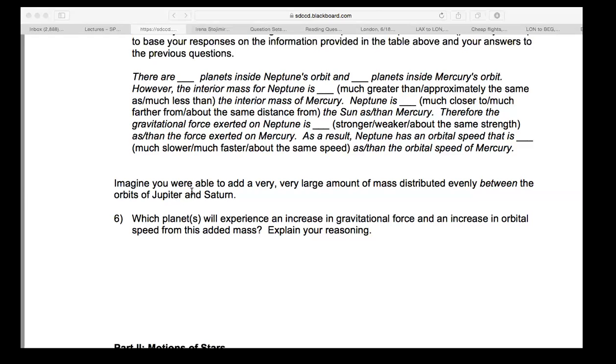Okay, that was the answer? Yes, so basically it asks which planets will experience an increase in gravitational force. So Saturn for sure, and then the other two planets that are farther away from the sun than Saturn: Uranus and Neptune.